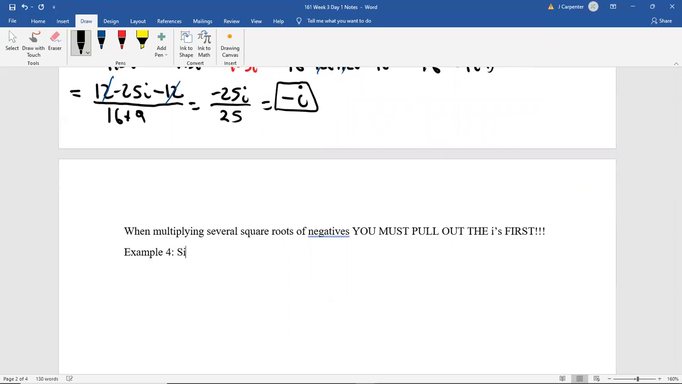For example, we're going to have 3 square roots of negative 5 times 4 square roots of negative 3. I will admit the parentheses here are completely unnecessary, but I'm doing them anyways.